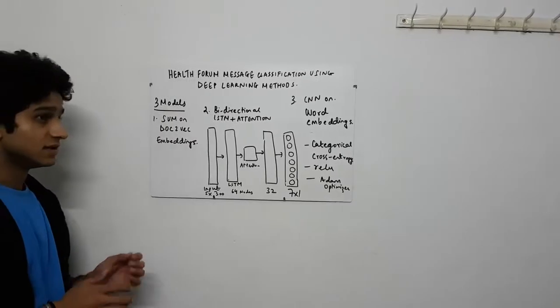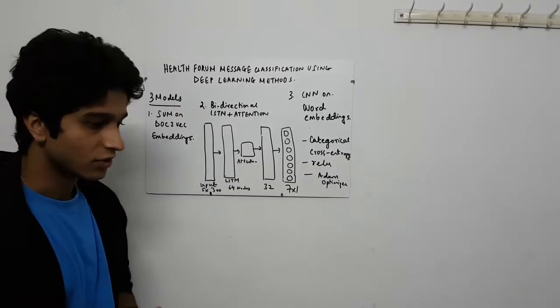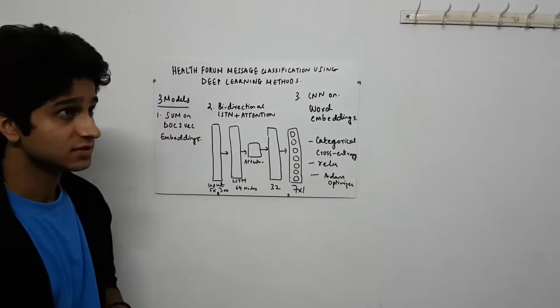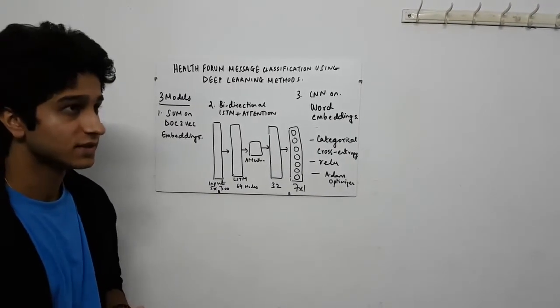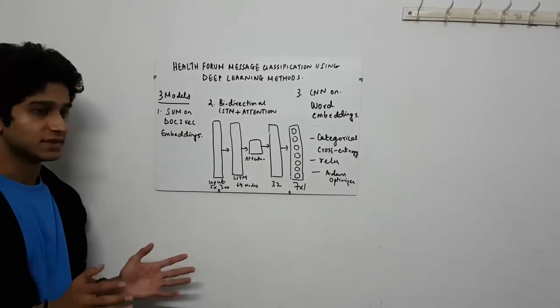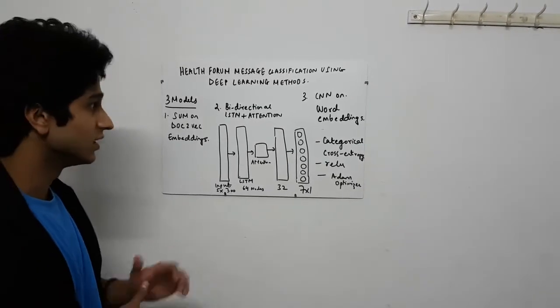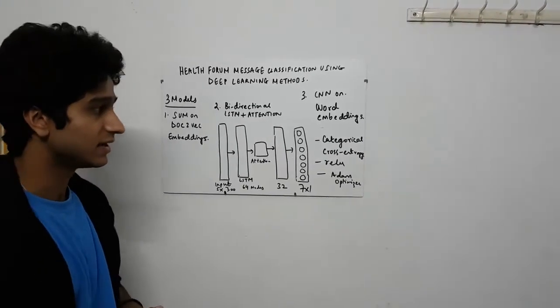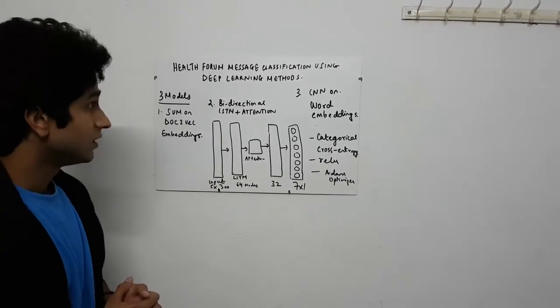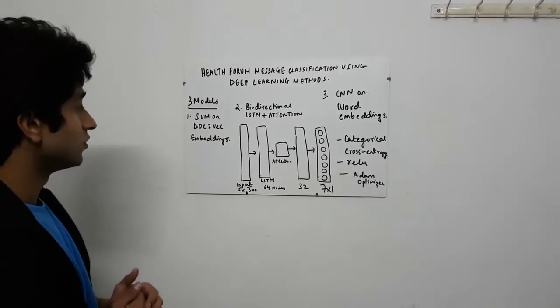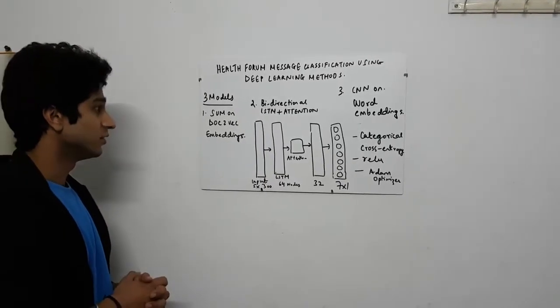So first, the data given to us was in raw format, so we needed to pre-process it. For pre-processing, we performed a high-level processing, where we removed any extra spaces or any special characters because they usually do not affect the category or classification of the health message. So after that, the first model I'm going to explain to you is the SVM on doc-to-vec embeddings.